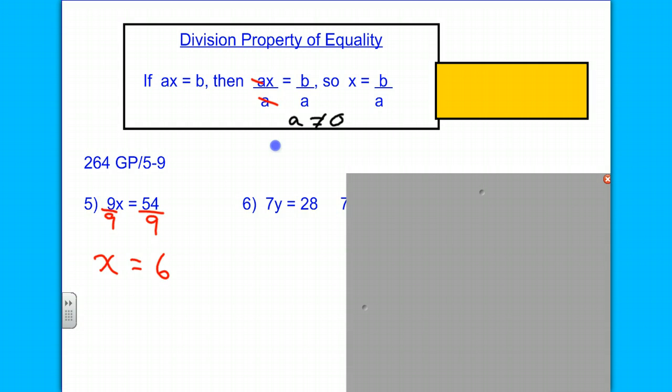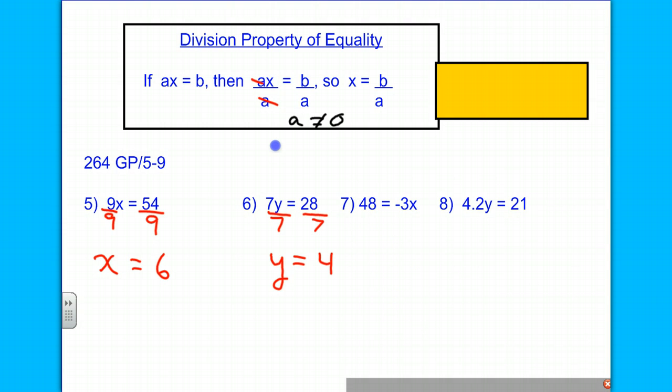Okay, so Gabrielle, how would we transform this? Good job. So divide both sides by 7. And what do you have then? 4. And don't forget to say y equals 4, the whole equation. I mean, not just 4 by itself, but y equals 4. You got 2 more, try them, and come back and check your work.